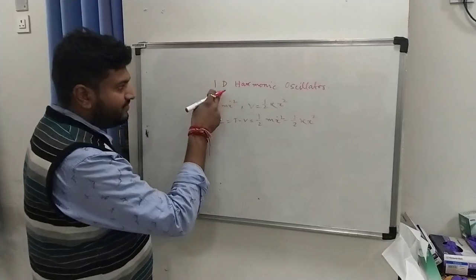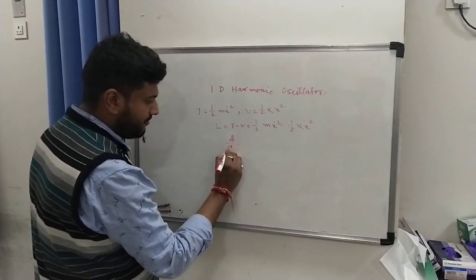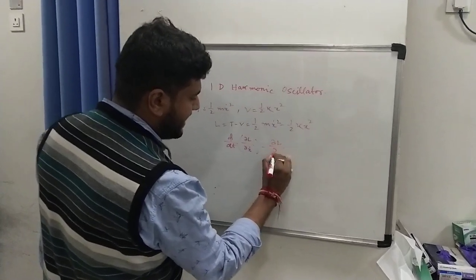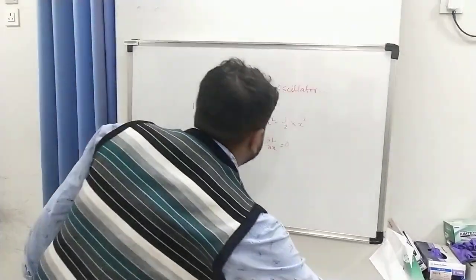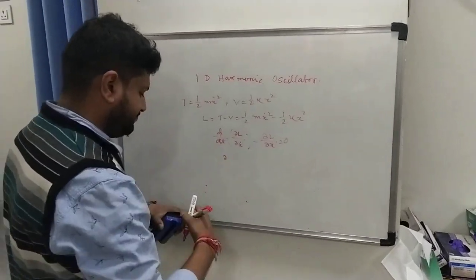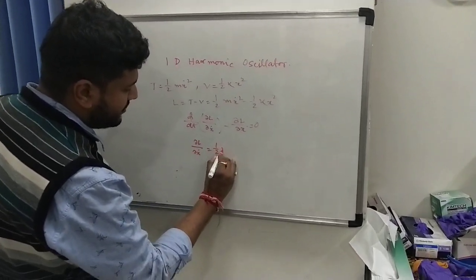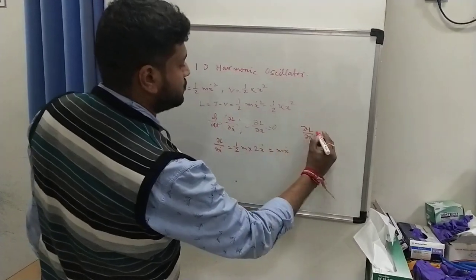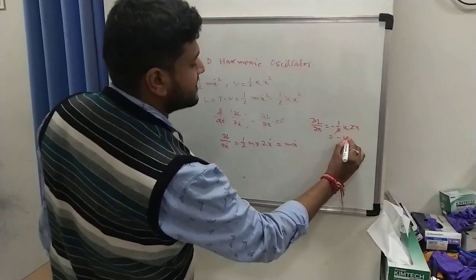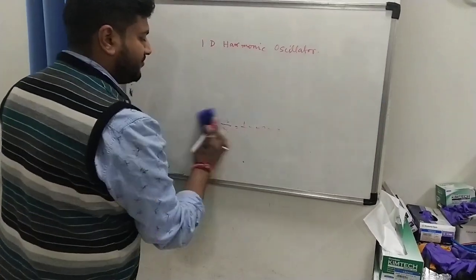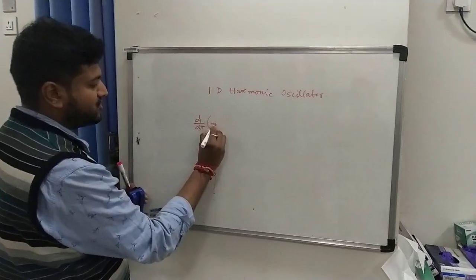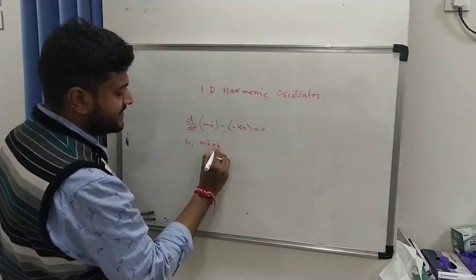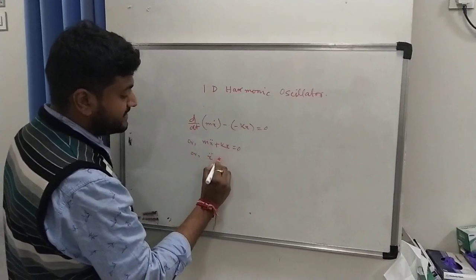The Lagrange's equation of motion for the generalized coordinate x is d/dt of (del L/del x dot) minus del L/del x equals 0. Here del L/del x dot equals half into m into 2x dot, which is m x dot. This is a very easy formulation. And del L/del x equals minus half k into 2x, that is minus kx. So the equation is d/dt of (m x dot) minus (minus kx) equals 0. We get m x double dot plus kx equals 0, or x double dot plus (k/m) x equals 0, equation 1.